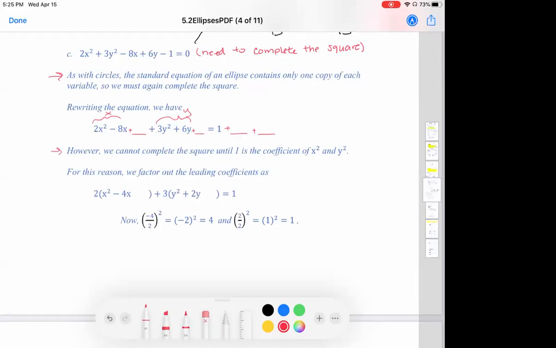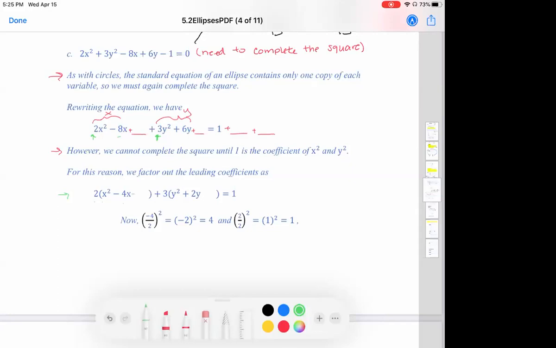However, we cannot complete the square until 1 is the coefficient of x squared and y squared. And that's not the case, right? So I need to make it a point to divide by that too. So I'm going to factor out a 2 for my x's and factor out a 3 for my y's. So that we're here. So 2x squared divided by 2 gives me x squared, and negative 8x divided by 2 gives me negative 4x.